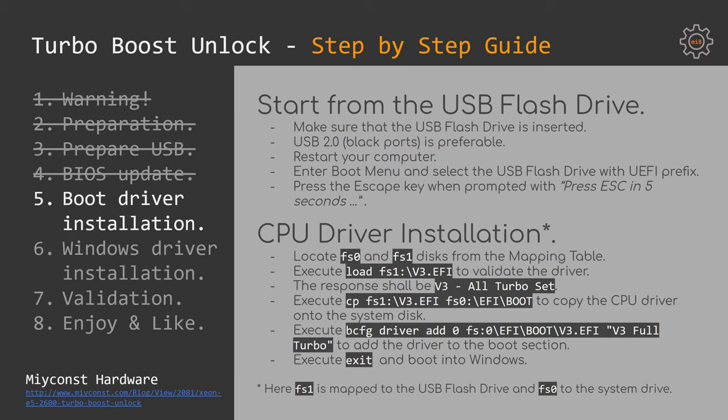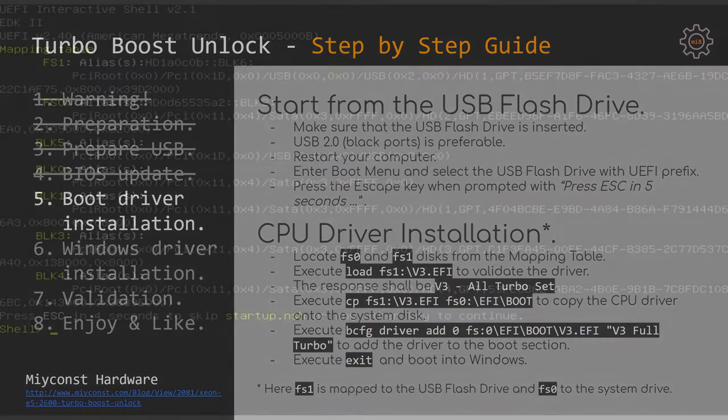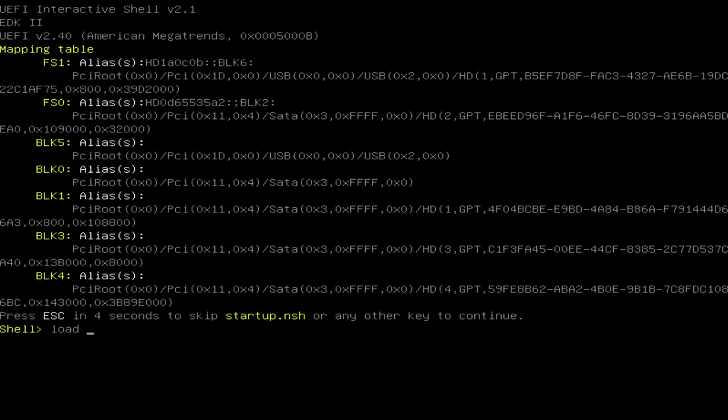If your Windows is not installed in UEFI mode, you will not see your system drive here. And this is the problem. That's why you always need to check that Windows is installed in UEFI mode before modifying your BIOS. Once you have located the FS0 and FS1 names, we need to execute "load FS1:V3.EFI" to validate the driver. Again, in this case, FS1 is referencing the USB flash drive. If in your case FS1 is the system drive and FS0 is the USB drive, you need to type FS0.